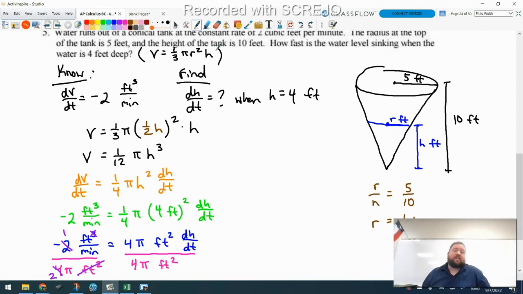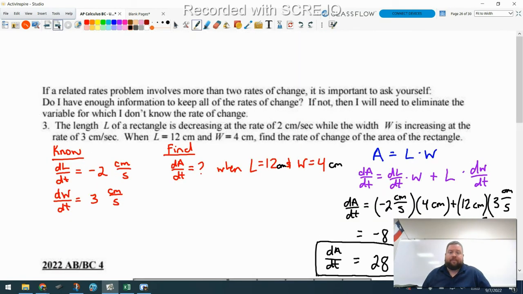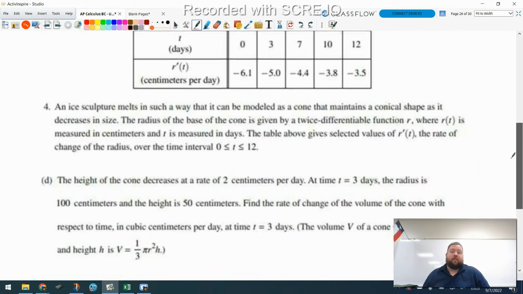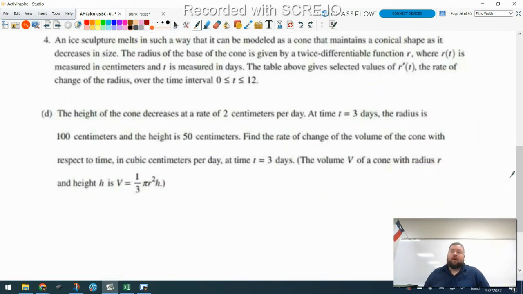That's how the problem on the test last year is. Okay, so let's do a cone problem. But this cone problem is going to give us more information than the one that we did yesterday. So this was the stem, and letter D was the related rates problem. An ice sculpture melts in such a way that it can be modeled as a cone that maintains a conical shape as it decreases in size.